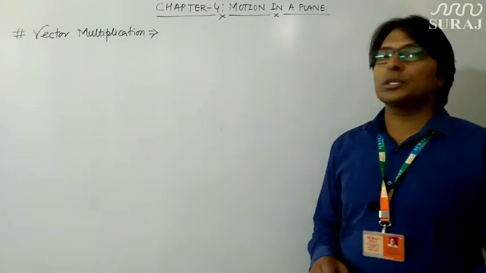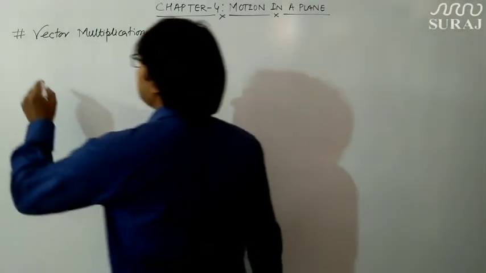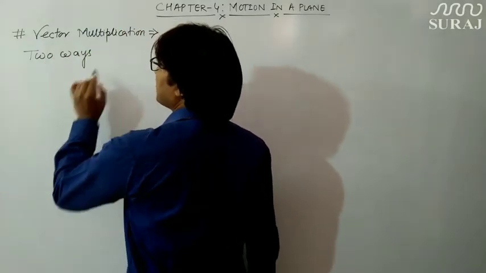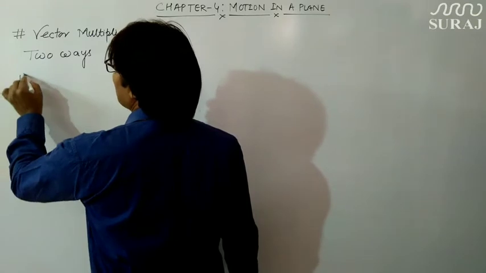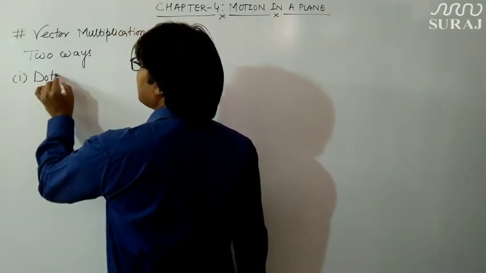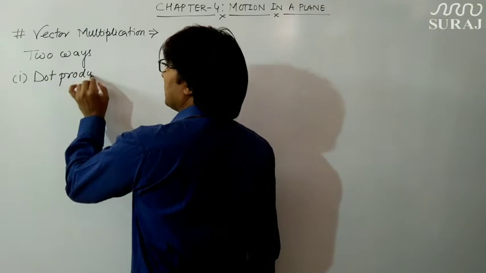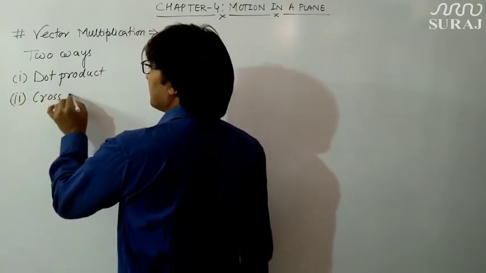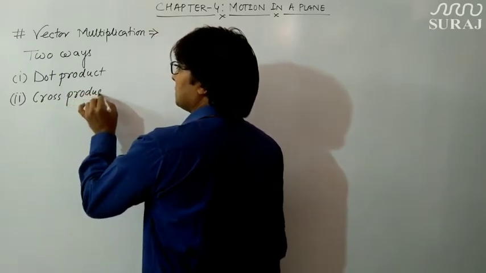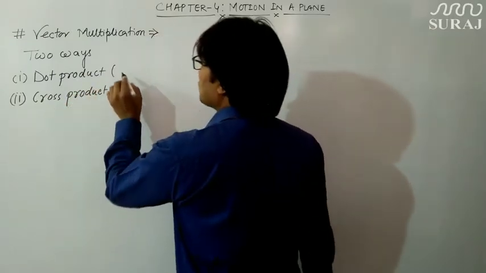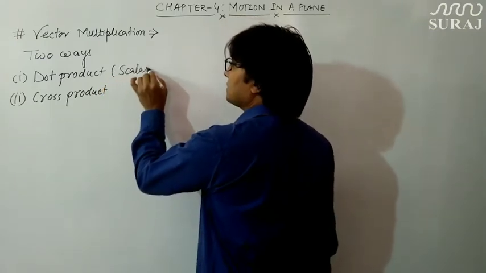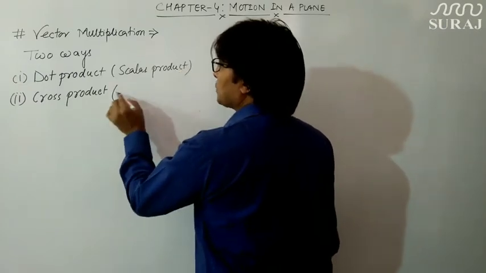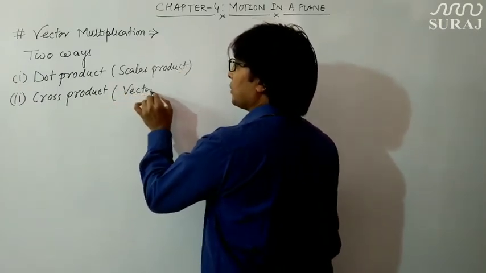There are two methods to multiply two given vectors. We can multiply the given two vectors in two ways. The first one is the dot product and the second one is the cross product. Dot product is also known as scalar product and cross product is also known as vector product.